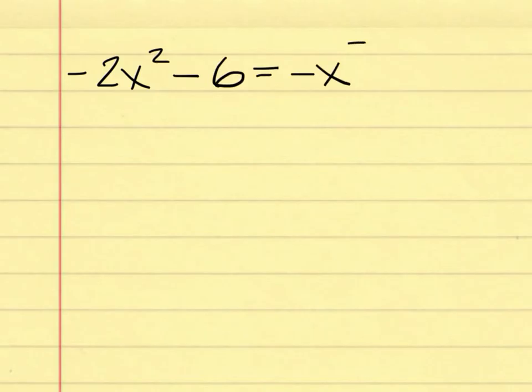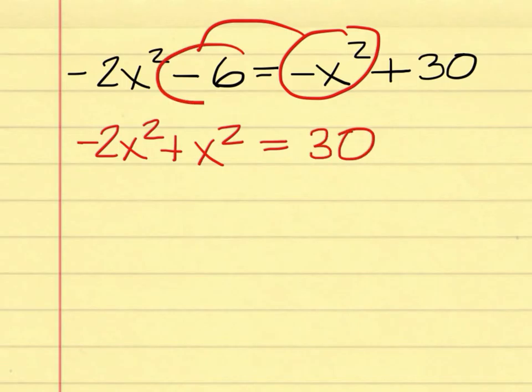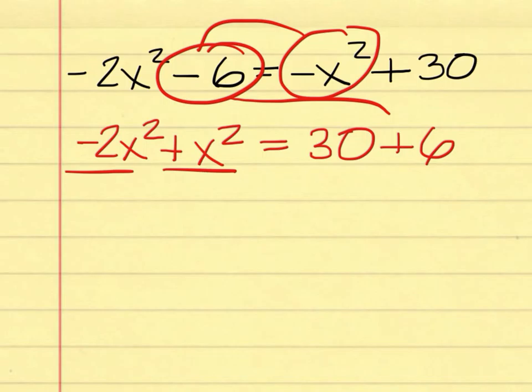He wants to see a problem that would end up with a negative x, and the problem is negative 2x squared minus 6 equals a negative x squared plus 30. Now, you have to move your x term to the left, change the sign to plus x squared, keep the 30 on the right, and move this to the right and make it plus 6. What is negative 2x squared plus x squared? Negative x squared, and 30 plus 6 is 36.